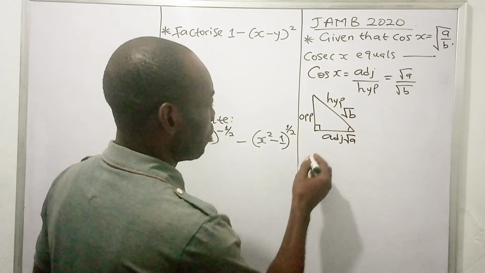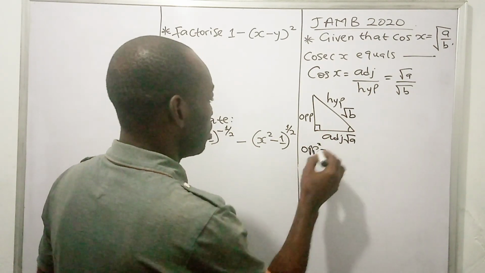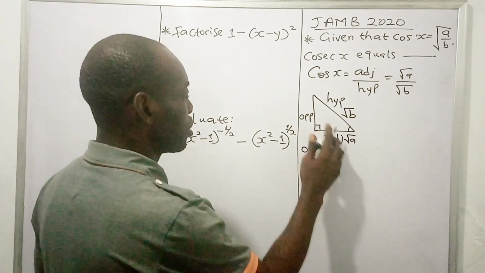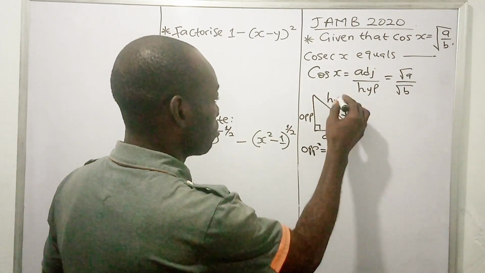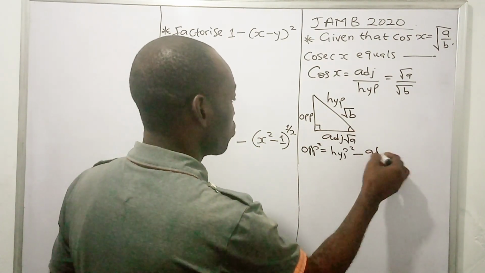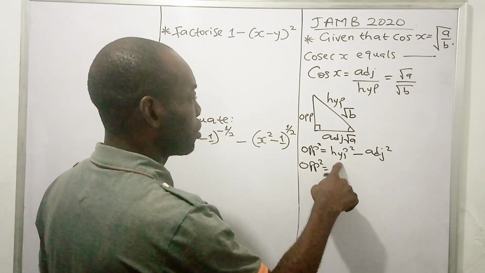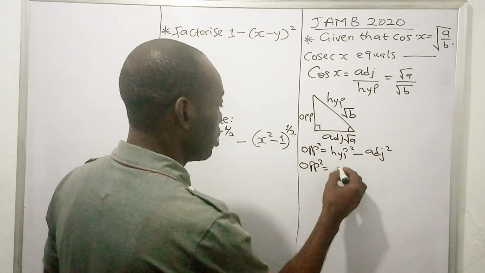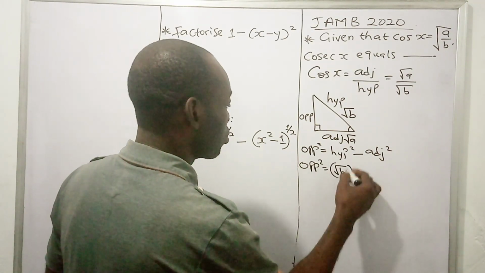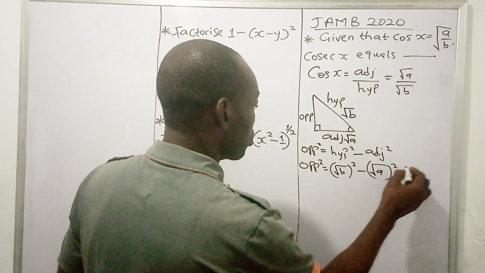Good. So from here, you agree with me that to get the opposite, using Pythagoras theorem, opposite square becomes the hypotenuse square minus the adjacent square. Hypotenuse is root B, so that will be root B all squared minus adjacent, which is root A, all squared.